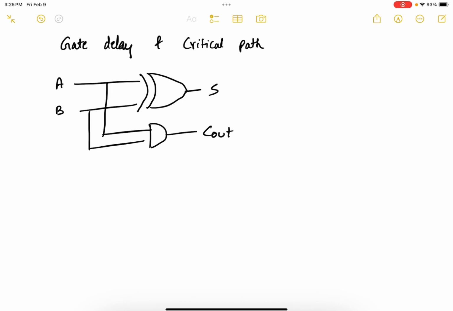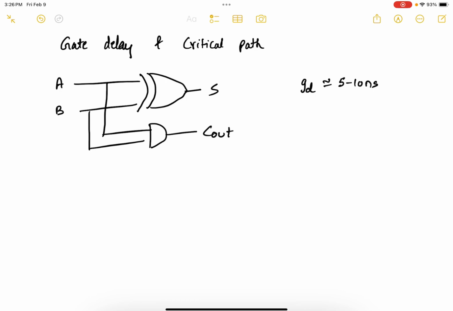Every gate in a circuit has a gate delay, which means that if you give an input signal to the input of the gate, it's going to take some time for it to produce an output, and that is known as gate delay. Gate delay is typically represented as GD, and it is in the order of a few nanoseconds. An XOR gate can have a different gate delay compared to an AND gate or an OR gate or a NOT gate, and a NOT gate can have a completely different gate delay from an AND gate, OR gate, or an XOR gate.